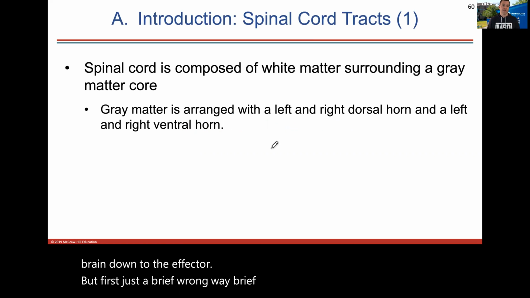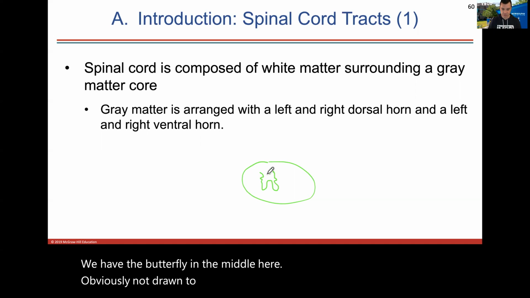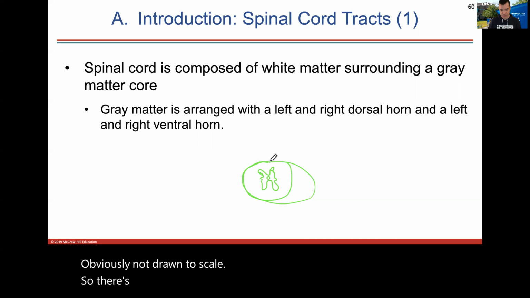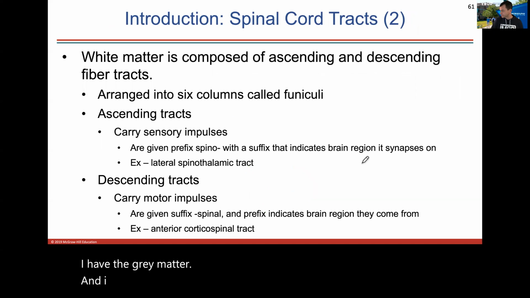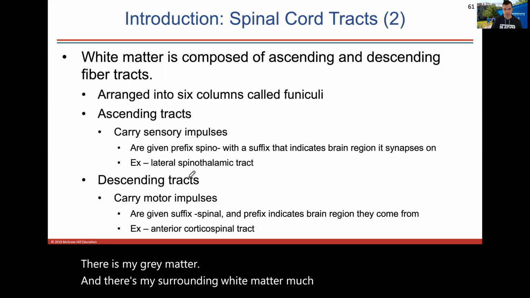spinal cord. Remember, spinal cord, there it is. We have the butterfly in the middle here. Obviously not drawn to scale. Okay. So there's my spinal cord. I have the gray matter. And I have white matter. There's my gray matter. And there's my surrounding white matter. Much better picture there than me trying to draw it, right?